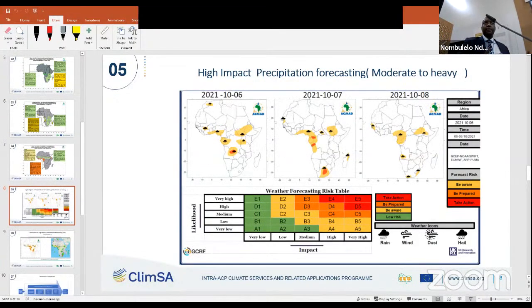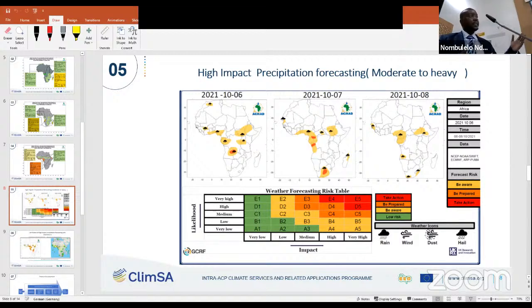Then, beyond climate, we also do weather. When we talk about high impact forecasting, we are looking at the short and medium range, at 3 days ahead, what will be happening. For that, we focus only on moderate to heavy rainfall, which can cause floods or damage. This is the matrix we developed that goes from green to red, following the WMO guidance on high impact weather forecasting.